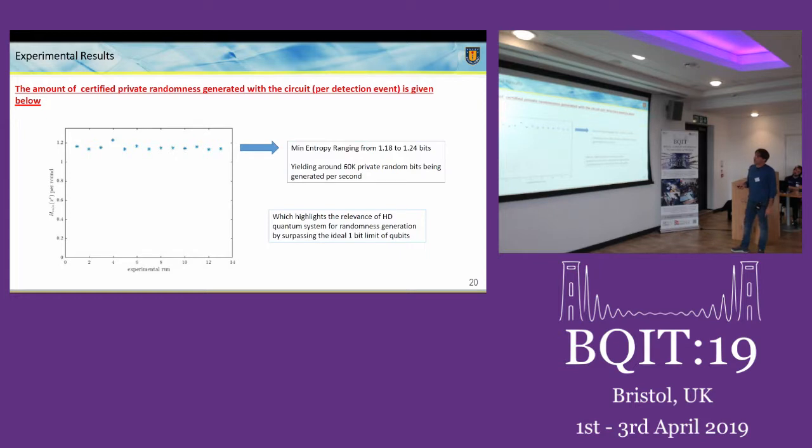This is the amount of private randomness generated. It's around 1.2 bits per experimental round. So our system was capable of generating 60,000 private random bits per second. And this result I like very much because it's interesting, because it shows the relevance of using a high-dimensional quantum system. We were able to beat the 1-bit limit.